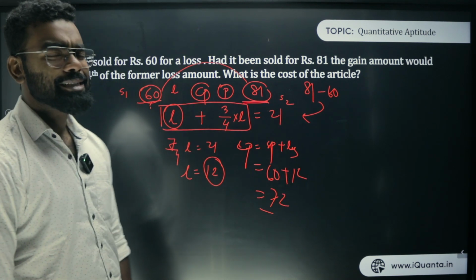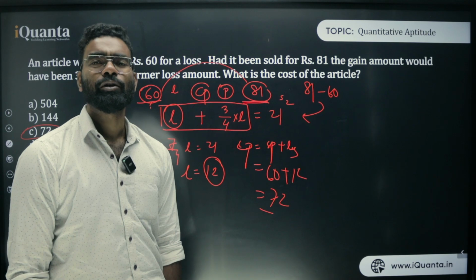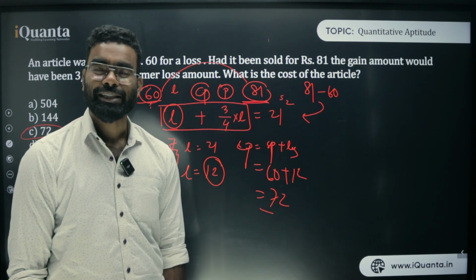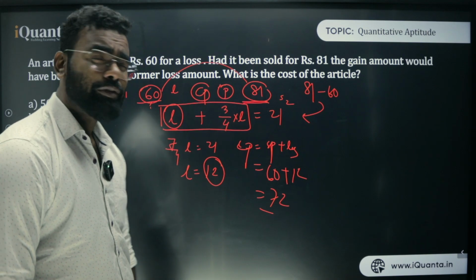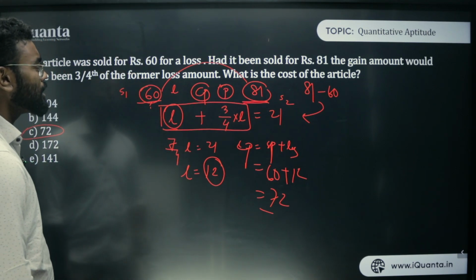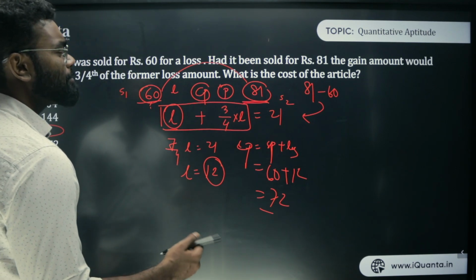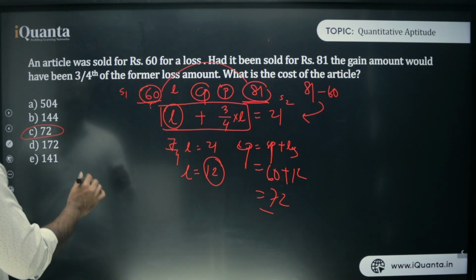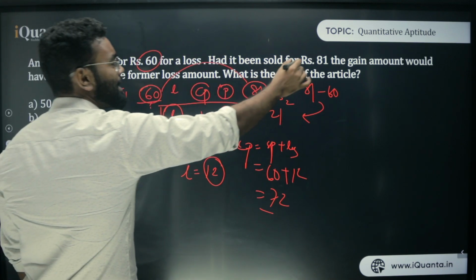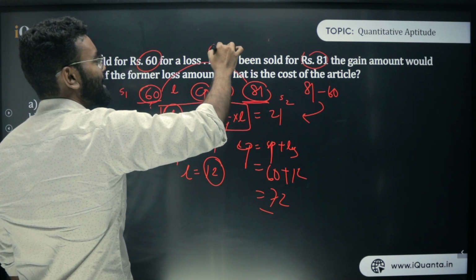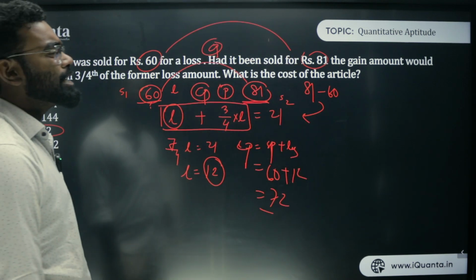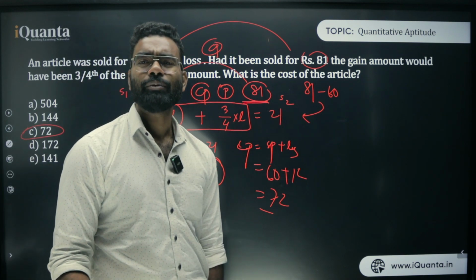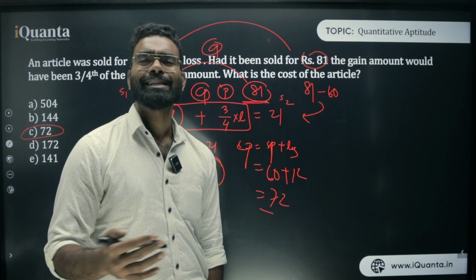Now, while solving this type of question, let me give you one other way of approaching it, the smarter way. While solving this type of question, you don't need to do the same thing again and again. First, because it is between 60 and 81, your cost price has to be in between 60 and 81. Because while selling at 81 you are making a profit, your cost price is less than 81.